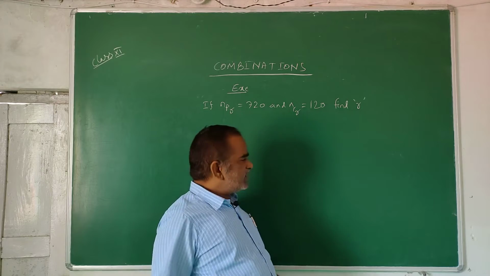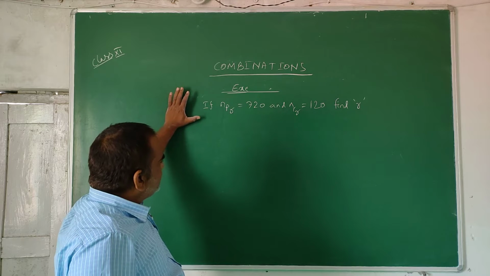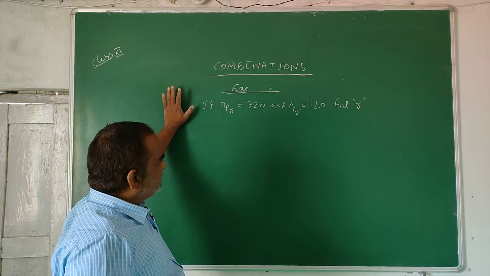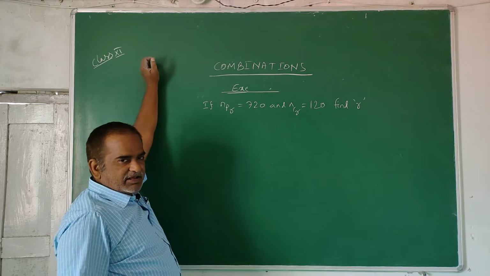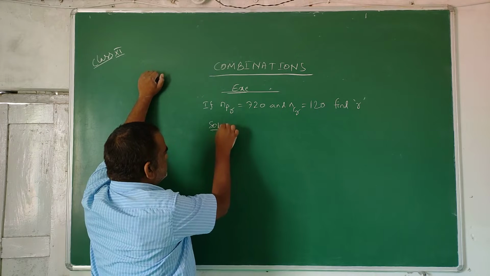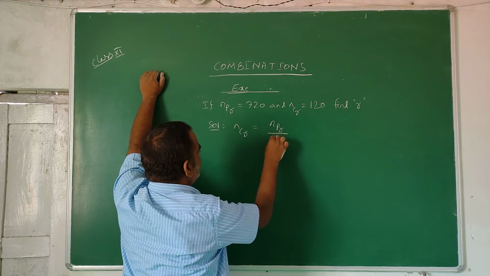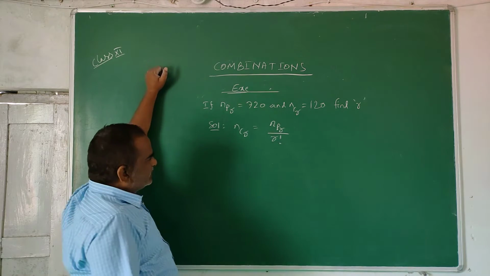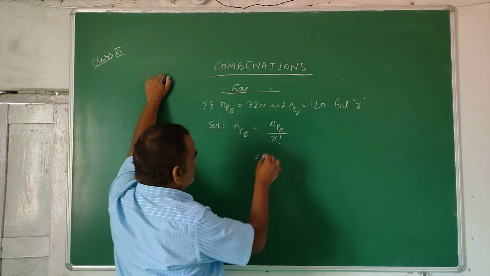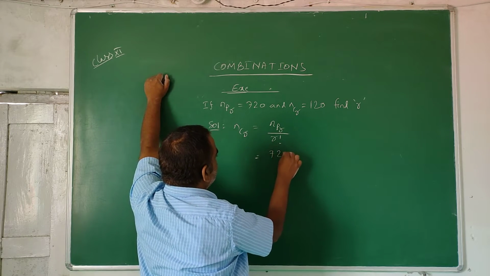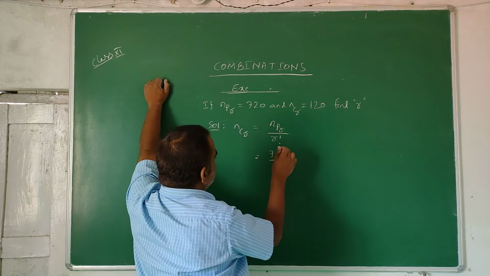Dear students, now we are doing some problems from exercise. If nPr is equal to 720, nCr is equal to 120, find r. This is a question. Are you following? So now solution. Just now we have discussed that nCr is equal to nPr by r factorial, right? So nCr is equal to nPr, which is 720, by r factorial, and nCr has been given, it is 120.